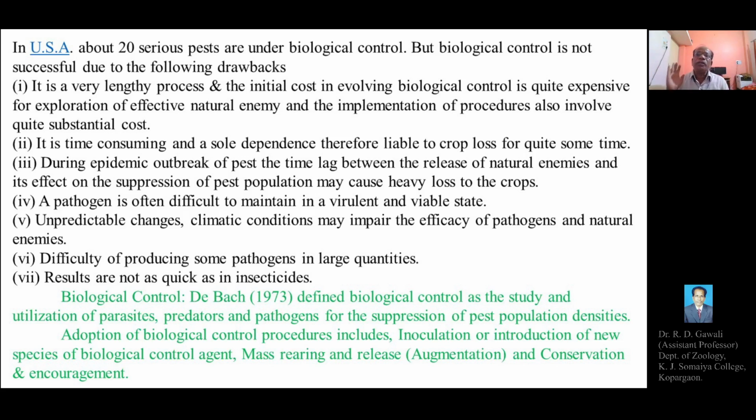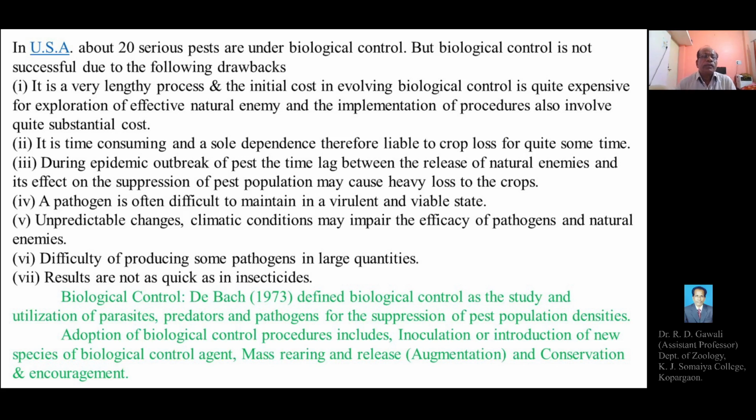So there is a sudden attack of the insect pest, and to find out their natural enemies will become a difficult task. Whenever there is an epidemic outbreak, the pest population is coming from outside countries or longer distances. So it will become difficult to find out the natural enemies of such foreign pests, and this will take much of the time. So in that period, there may be a loss of the crop.